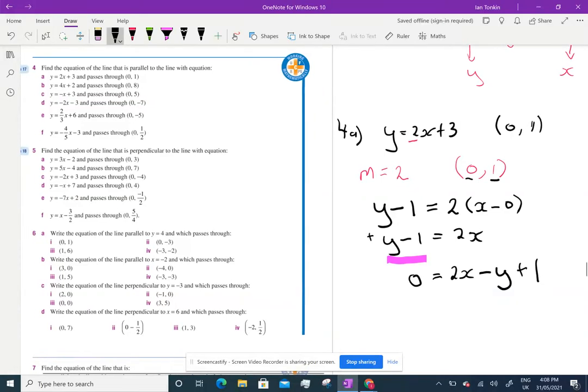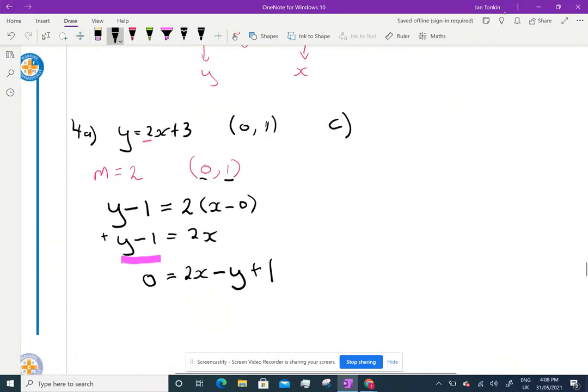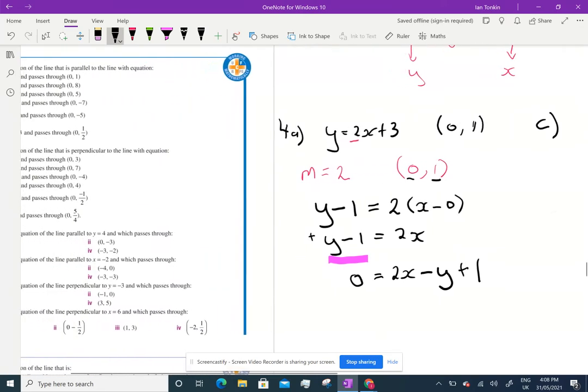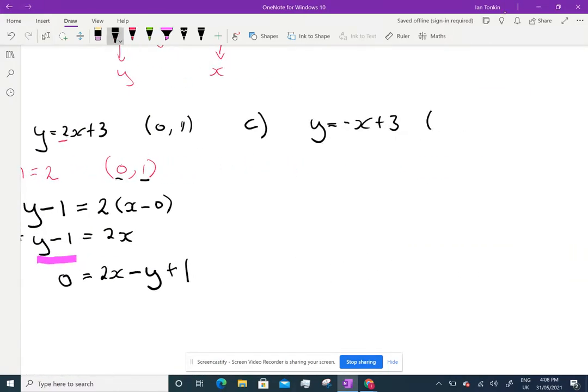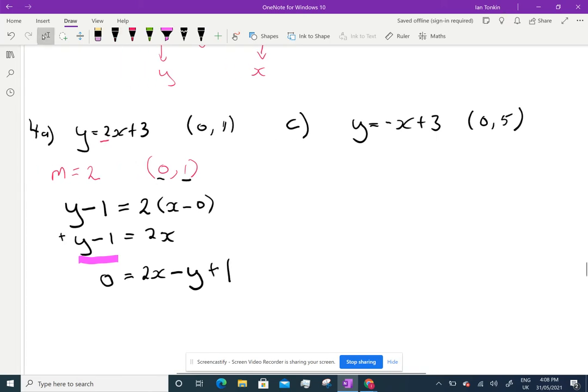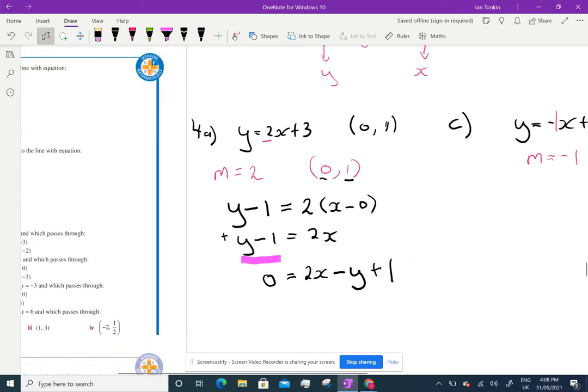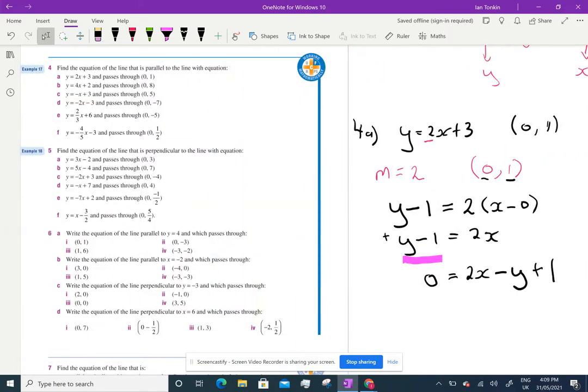Again, they give me an equation, y equals minus x plus 3. It's written in the form that I like. And it goes through (0, 5). So, my gradient is -1. Remember, there's a 1 there. And my point is (0, 5). You're giving me too many zeros.